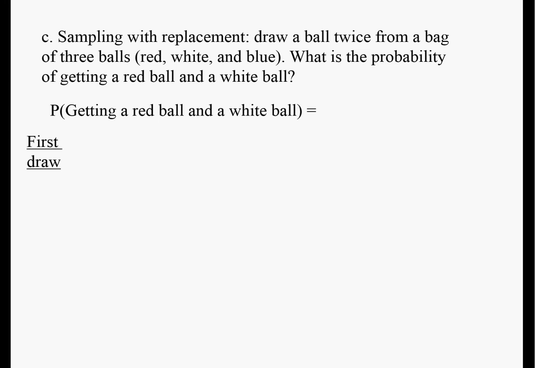Now, first round, when you draw the first ball, within the bag you have 3 balls: red, white, and blue. So the first time when you draw a ball, you could get red, you could get white, or you could also get blue. Okay, that's 3 possibilities, 3 possible outcomes.